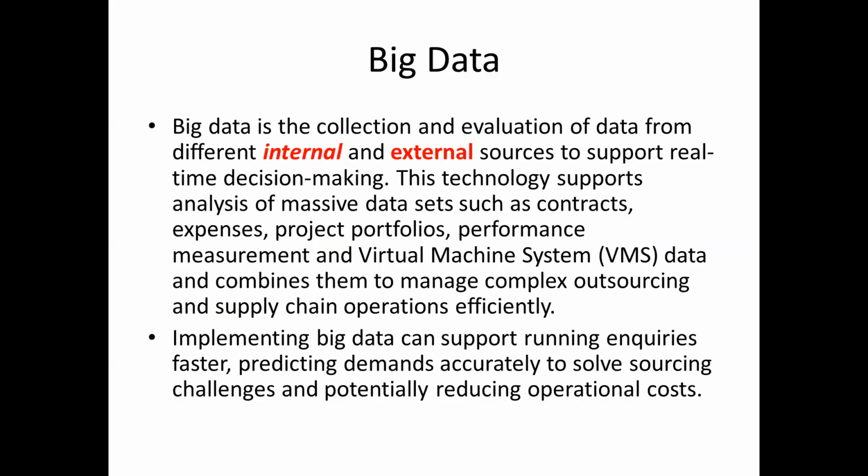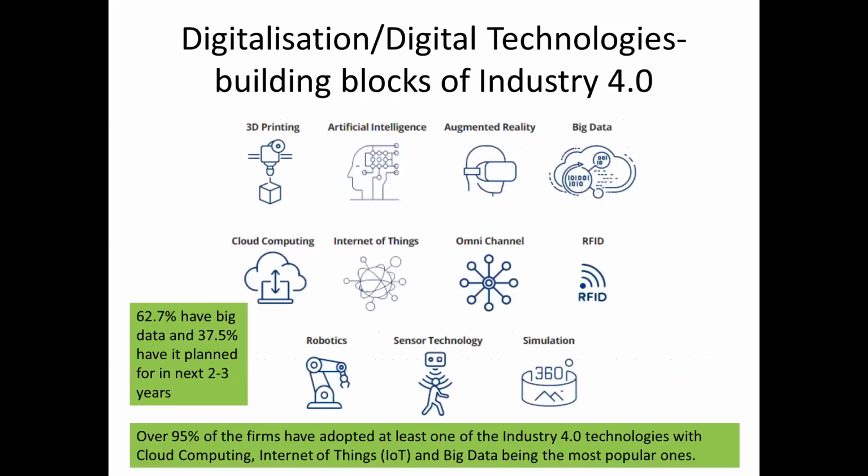Well, they say big data is this, so we know what big data is. And that's for 2.2. They're the digital technologies, and you can see obviously big data's in there. There's some important stuff I didn't cover last week though. 62.7% have big data and 37.5% have it planned in the next 2 to 3 years. And at least 95% of firms have adapted one of the Industry 4 technologies. So scattered through tonight's session are some facts which you need to probably use somewhere.